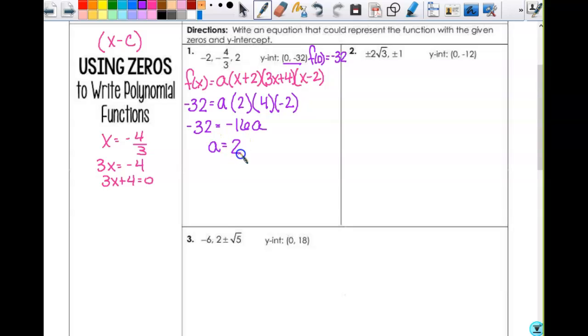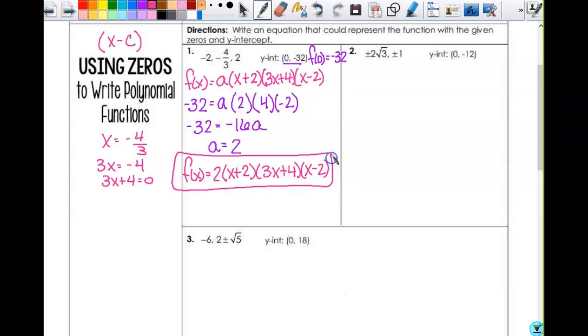2. So now that I have that, I can write my polynomial, and that is f of x equals 2 times x plus 2 times 3x plus 4 times x minus 2. And that gives me my vertical stretch or compression there.